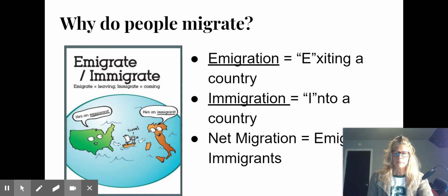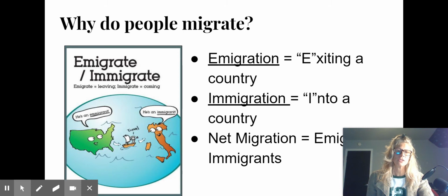All right, so why do people migrate? We're going to talk about causes of migration. The first thing that you need to know is the difference between emigration and immigration. If it's emigration, people are leaving a country, they're exiting. So E stands for exit. And if they are immigrating into a country, they are coming into a country.